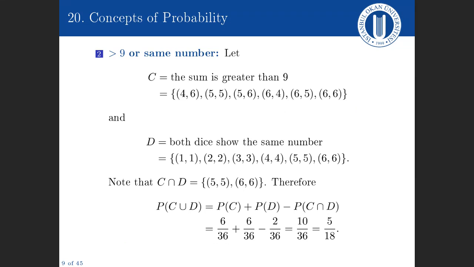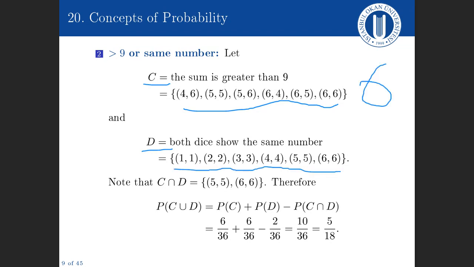How can we get greater than 9 or the same number? We need 2 compound events. Let's call these C and D. C is going to be the sum is greater than 9. That's how we do it. And D is going to be both dice show the same number: 1, 1, 2, 2, 3, 3, etc.